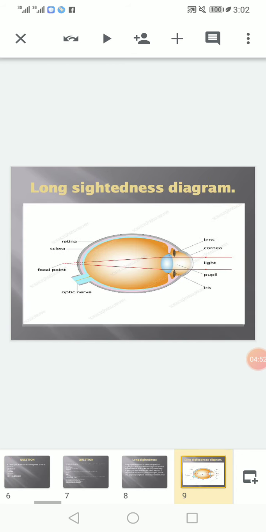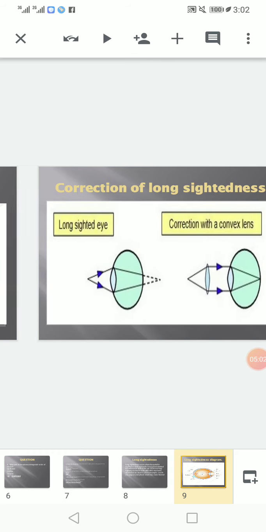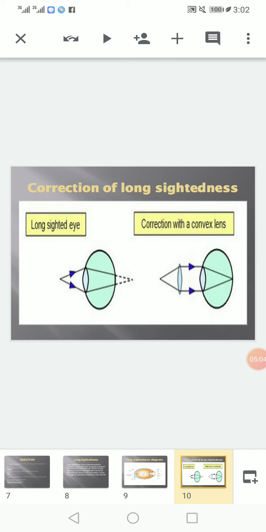Now, this diagram shows a long-sighted person. You can see that the focal point is behind the retina, which is not supposed to be. Now, how can it be corrected? Correction of long-sightedness is explained in this slide. Long-sightedness is corrected by the use of what we call a convex lens.